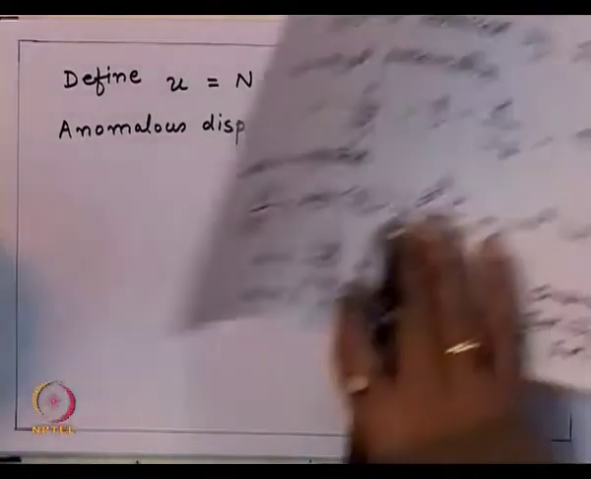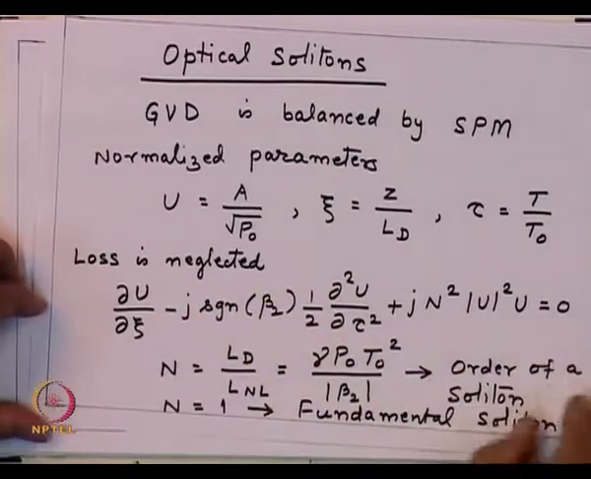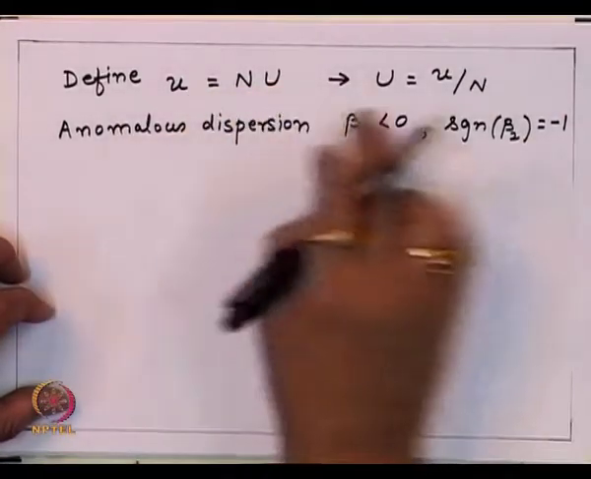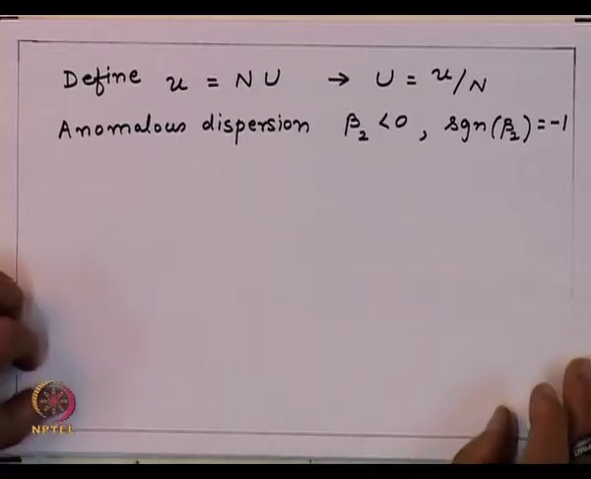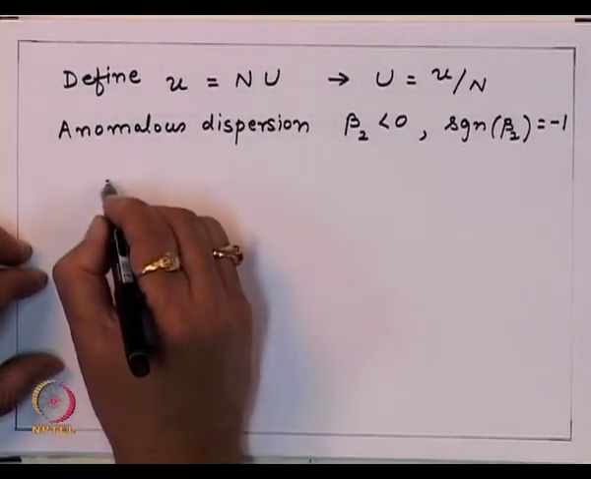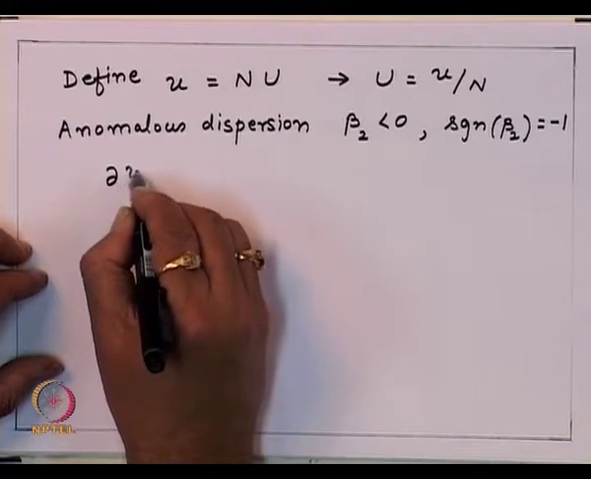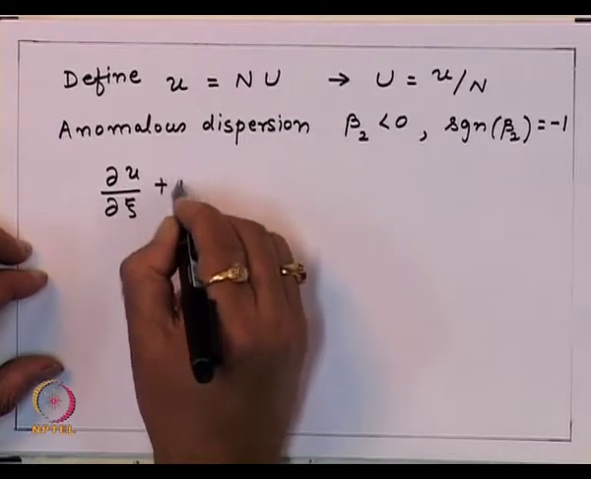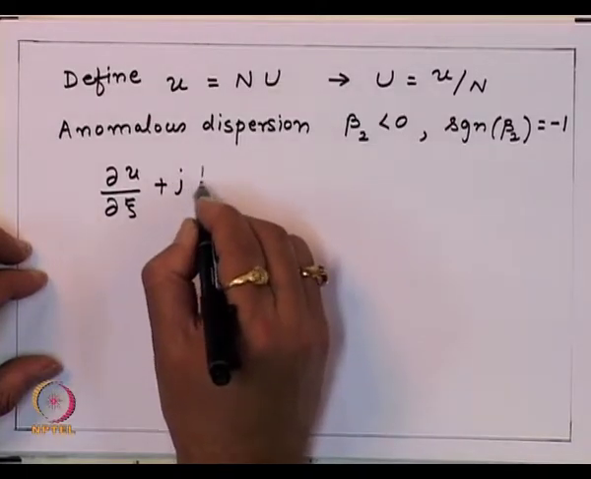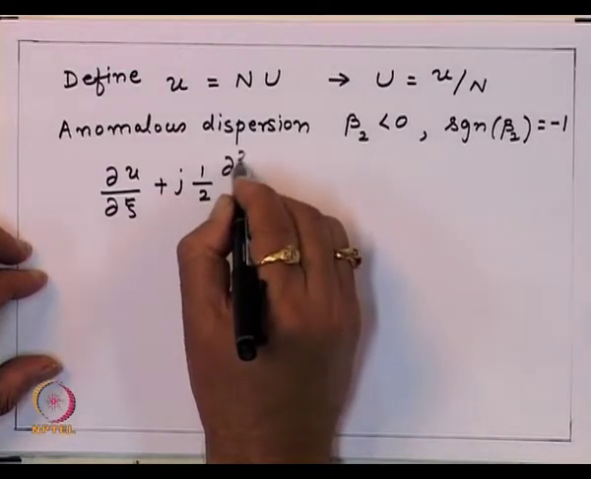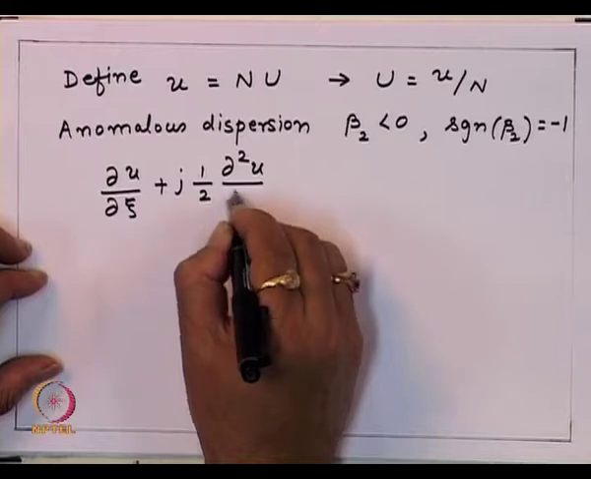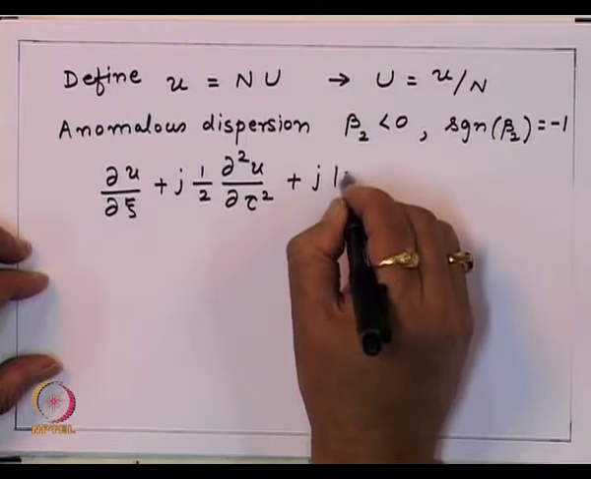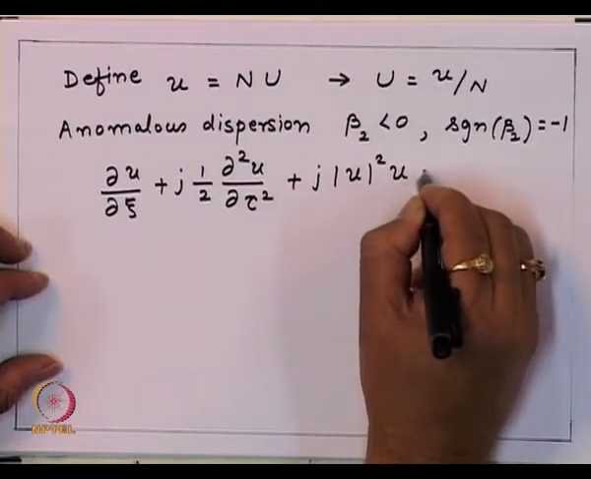In this equation, sin of beta 2 is minus 1, so this will become plus j. Then substituting for this capital U in terms of this u and n, you now get the equation: d u by d zeta plus j times 1 upon 2 d 2 u by d tau square plus j mod u square u is equal to 0.